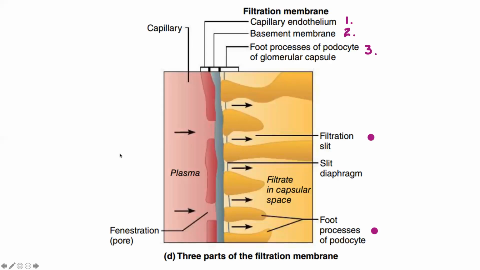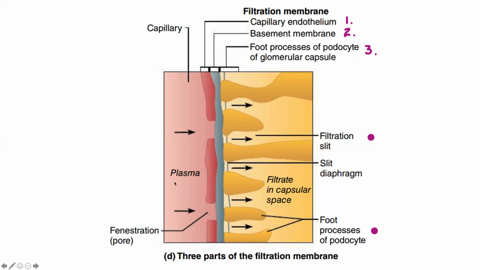So now let's talk about the filtration membrane. So here on the capillary side, we have the plasma, and we have the capillary endothelium, which is again like a flat squamous epithelium, which sits on the basement membrane, which is colored with green. And from the Bowman's capsule side, we have the podocytes with their foot processes.